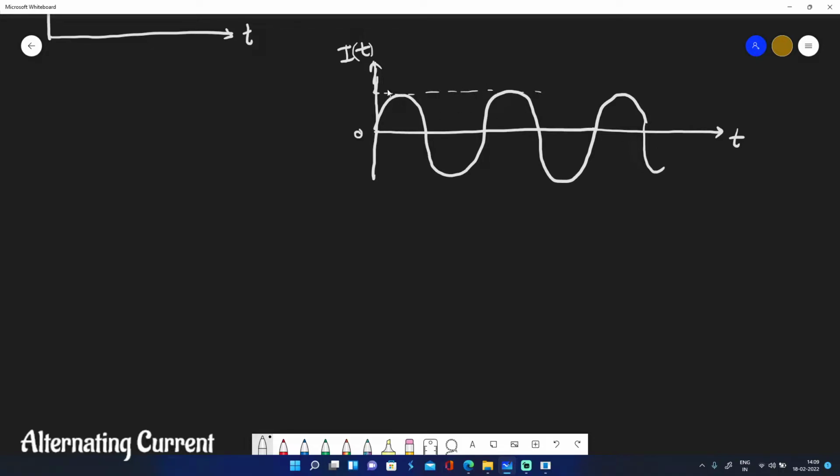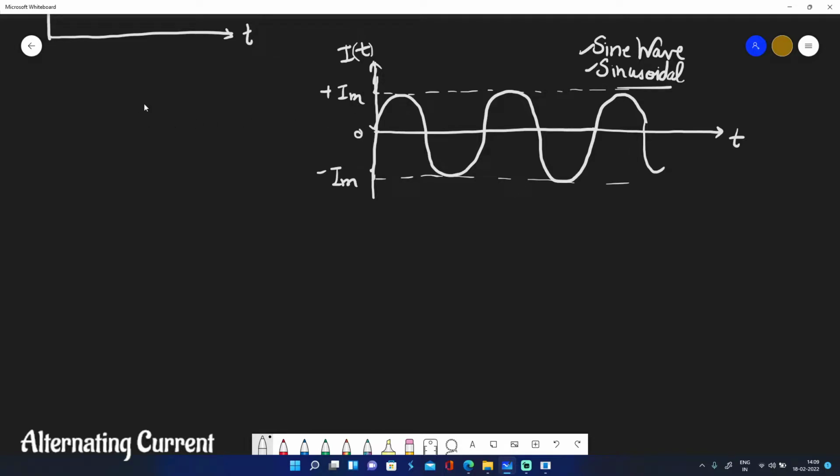Suppose we say this is a peak value, the maximum value. This value is plus Im in this graph, and this is minus Im. This is a sine wave. You can call this a sine wave, or we also call this a sinusoidal wave. Okay, so observe this waveform.